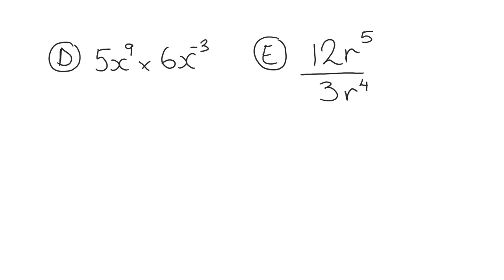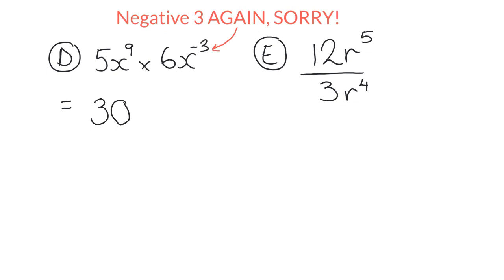Multiplying indices and dividing indices, we also have to consider that there'll be numbers possibly at the front of each of these terms. So I would always suggest that you tackle the numbers first and then deal with the index. If we look at this example over here, 5x to the power of 9 times 6x to the power of 3, 5 times 6 will give us our 30. That allows us to focus now on the x to the power of 9 and the x to the power of minus 3.